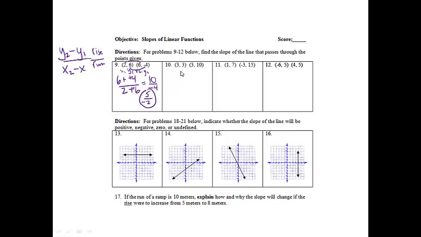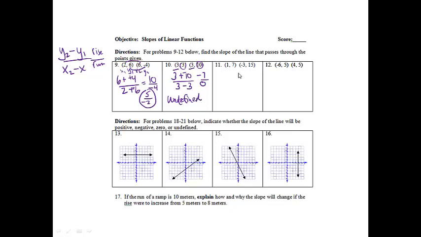The second one, again, I'm going to take the second point minus the second point. So we're going to have 3 minus 10 over the first point minus the first point, so 3 minus 3. 3 minus 10, leave, change, opposite: 3 plus negative 10 is negative 7. 3 minus 3 is 0. And we're not allowed to divide by 0, so this is an undefined slope.